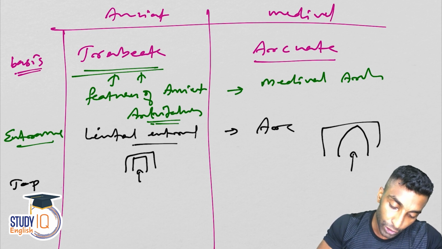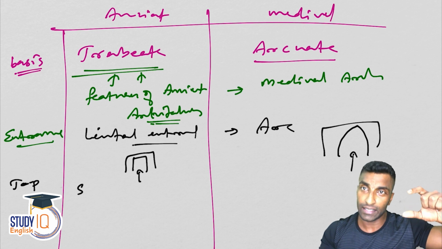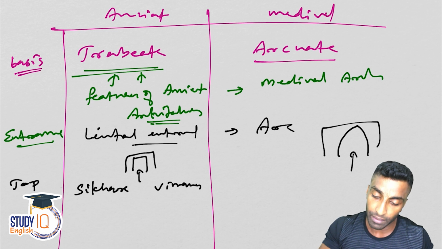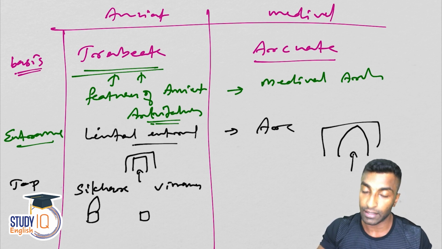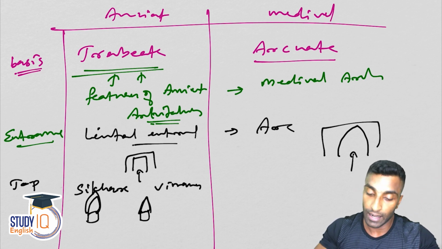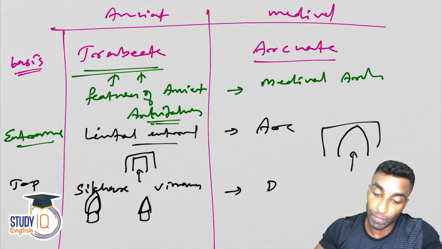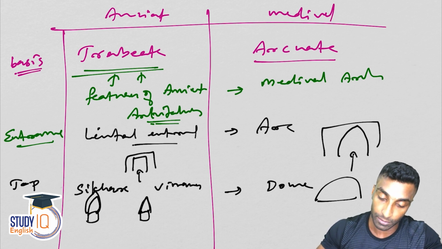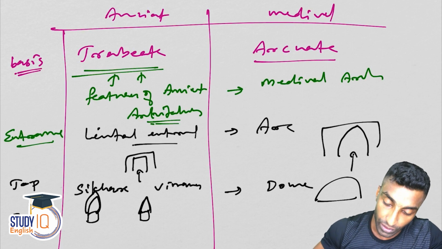And then what about the top? You will see in the ancient time, we discussed already about Shikhara, right? So there will be Shikhara and Vimana. You know what Shikhara is, something like this, a curvilinear top. And what is Vimana? Something like this, a pyramidal structure. So here there will be a curve, and here a pyramidal structure. What about Arcuate, medieval? It will be a dome, like this.